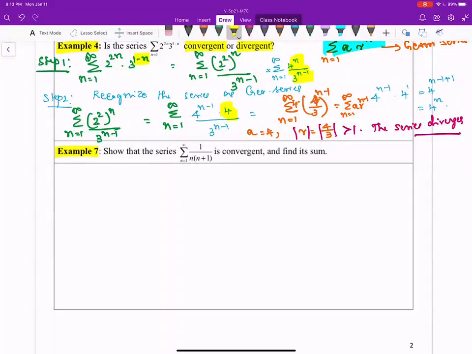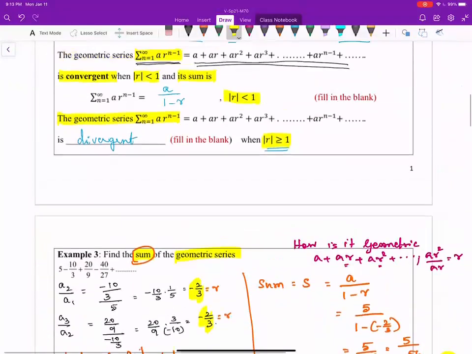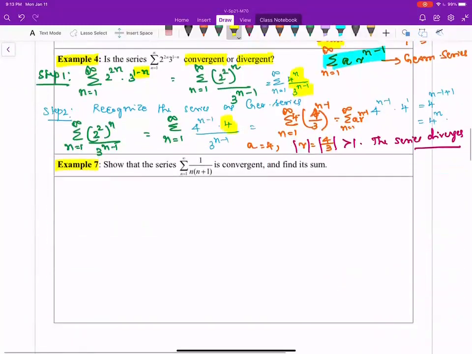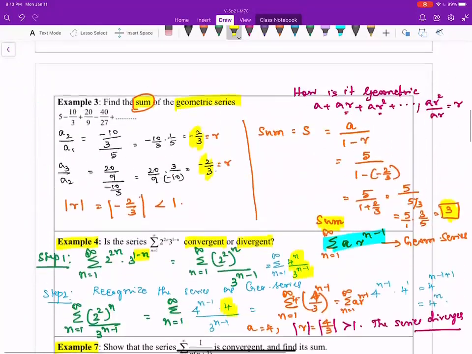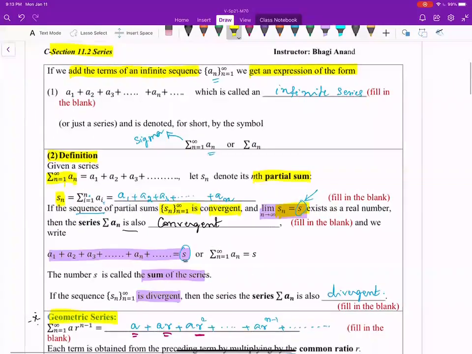Welcome back. We are going to continue 11.2, the series. This is part B of the concept video for section 11.2. Earlier in part A of this section video, we learned about geometric series and when it is convergent and when it is divergent. And we also saw about the partial sum, and how the limit of the partial sum determines the sum of the series.